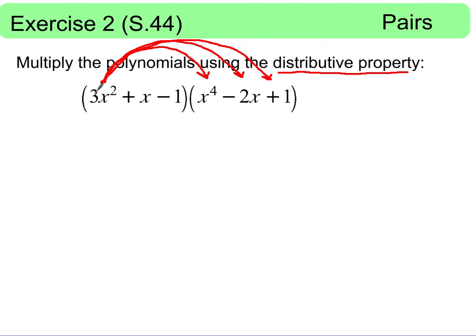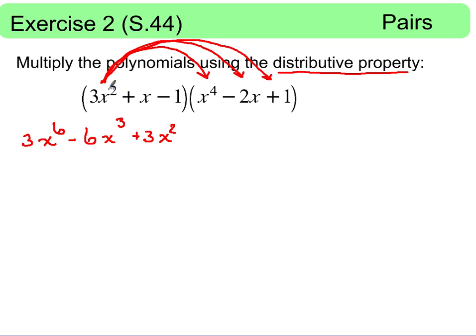So I could say 3x squared times 1x to the 4th, I would end up with 3x to the 6th. Again, remembering that this 2 and this 4 will add together. I can start over. 3x squared times negative 2x, I'll get negative 6x to the 3rd power. And then 3x squared times 1 is a positive 3x squared.